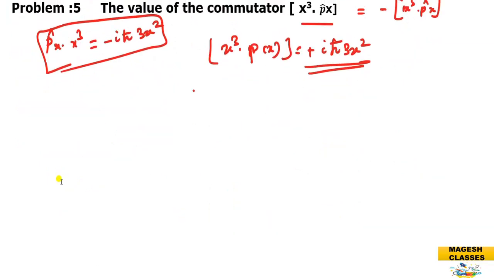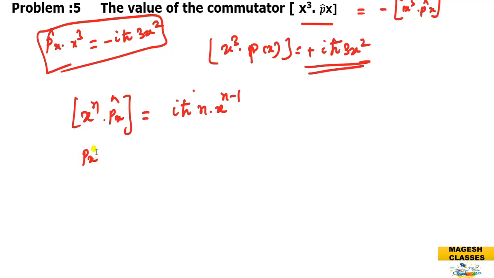So in this area, you have to recall something. That is x power n, Px operator. This is equal to plus h cut n into x power n minus 1. Suppose it is reversed. Px, x power n will be minus h cut n x power n minus 1. Then the commutator operators are linear in character. That is commutator a, b plus c. So this is operator a and b.